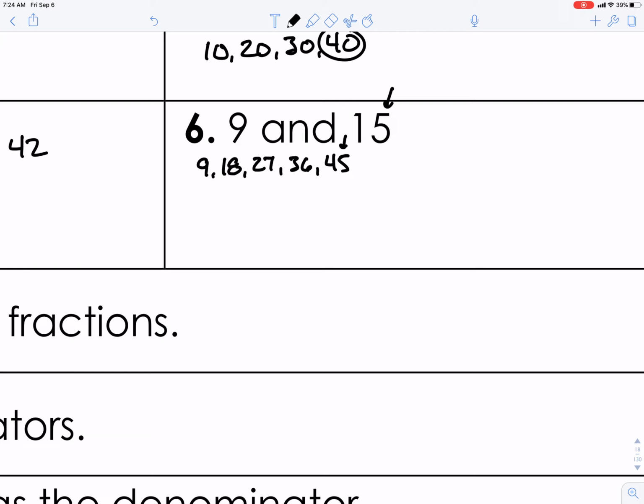Because 15 times 1 is 15. 15 times 2 is 30. 15 times 3, 45. There's our match. So 45 is the lowest number that both numbers will go into, or least common multiple. Okay.